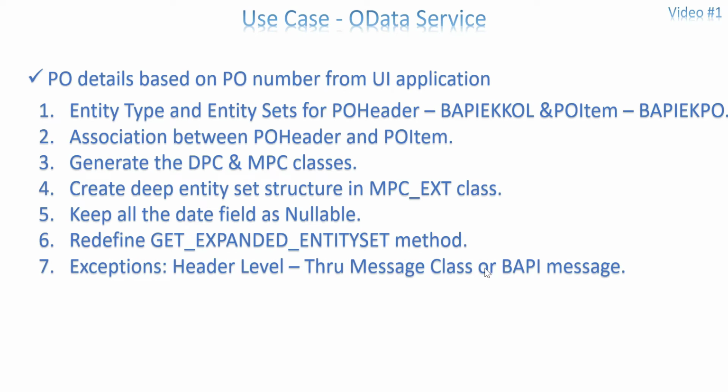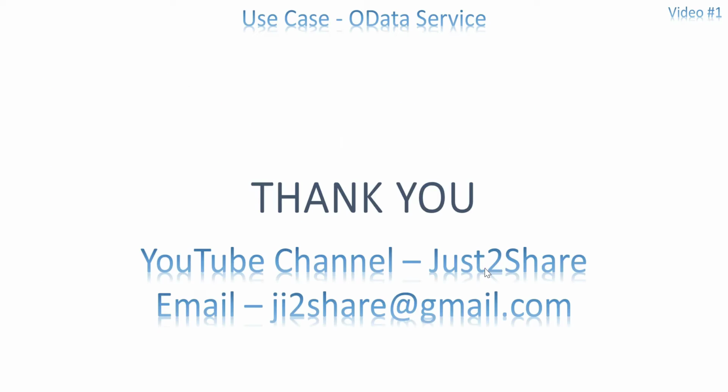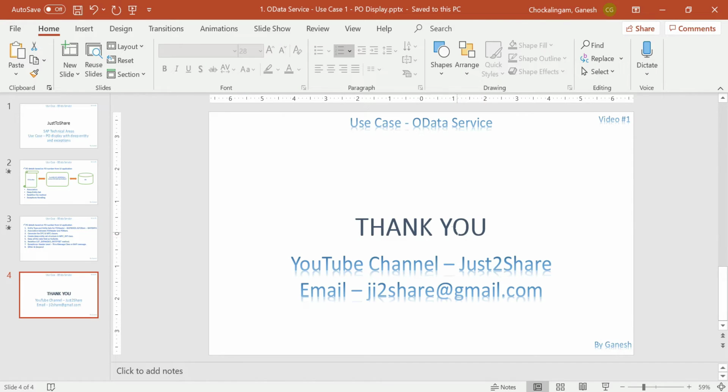An exception is at the header level. Either through a message class, you can pass a message, or you can pass the BAPI return message information to your application. So there are two options. And the additional keywords which we are going to use in our URI are filter and expand. I already showed how to use expand, especially with the navigation property. Now we are going to use filter as well, along with the expand additional keyword. Okay, that's it. Let's go to the system.